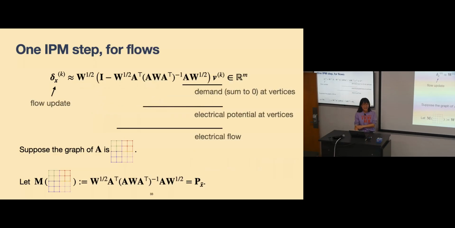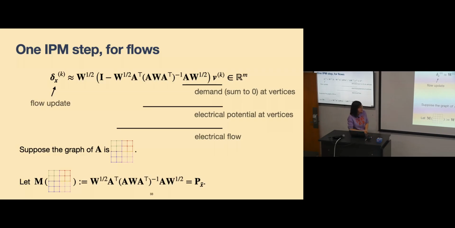Okay. And here's a little aside. For flow problems, we have a nice interpretation of what exactly this means. If we break down this big projection expression, this first term, from A up to the inverse, is actually giving you some demand on the vertices. And then when we apply this inverse, this is turning demands at vertices into electrical potentials. So this is relating to electrical flows. After you turn it into potentials, you hit it with A transpose and W on the other side, and you get an electrical flow, which is a flow.